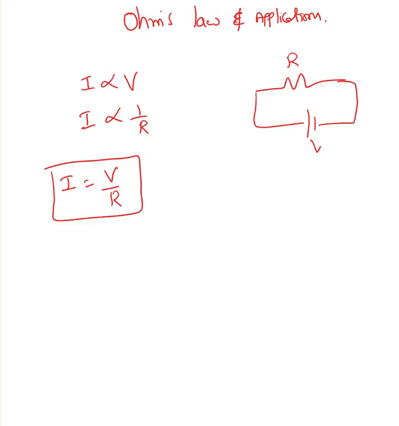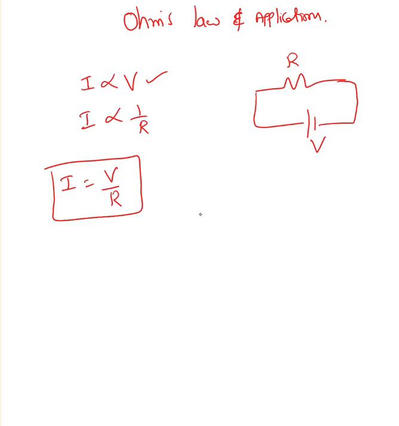Here is the circuit. The current passing through the circuit, I, is directly proportional to the voltage and inversely proportional to the resistance. If I combine these two, I equals V over R. Ohm's law is valid only for ohmic materials. That's the disadvantage of Ohm's law.